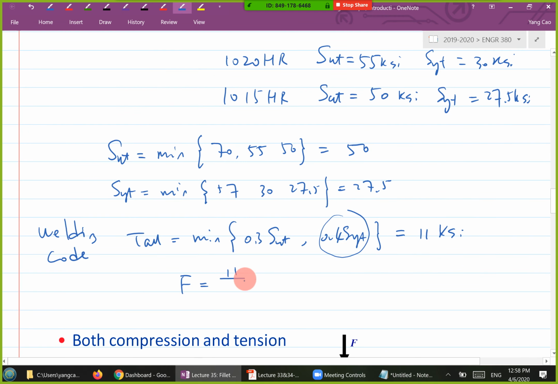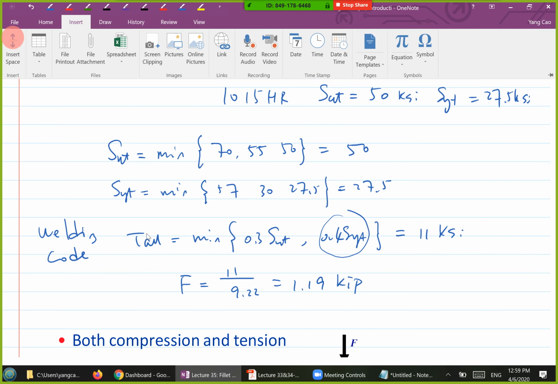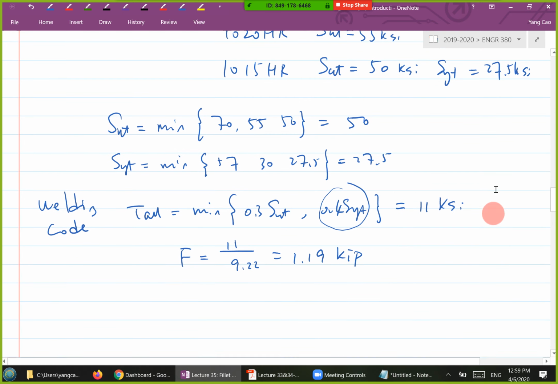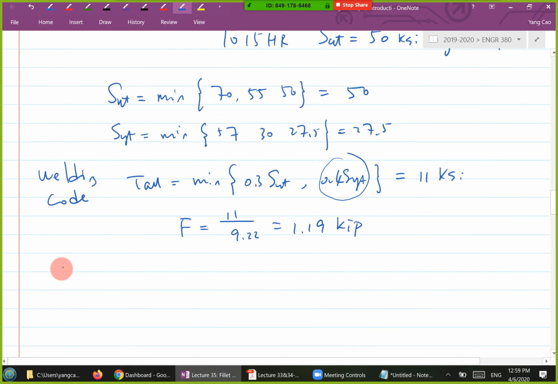So the 11 over 9.22, so 1.19 kip, okay, 1,000 pounds. All right, so this is the second part of the question. Okay. Now just a quick comment before we move on.